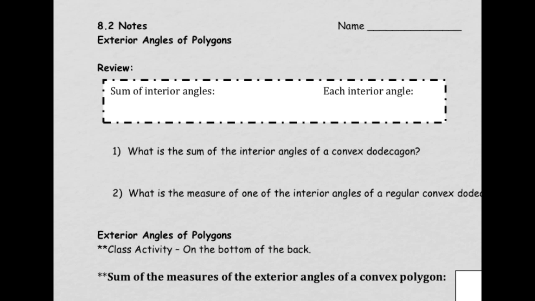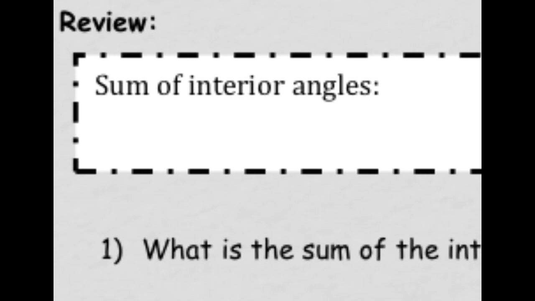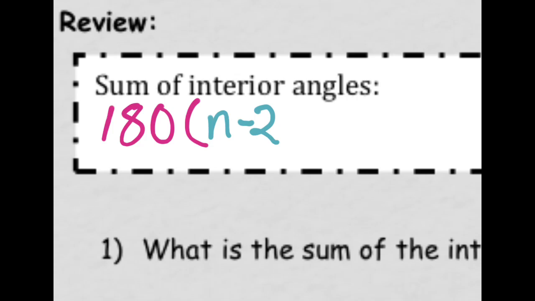Remember the sum of the interior angles, the equation for that? Well, if you don't, I'll tell you what it was. It was 180. Now, why is it 180? Because that's the number of degrees in a triangle, right? And then it was times n, that's the sides, minus 2. And why n minus 2? Because n minus 2 is the number of triangles in any figure.